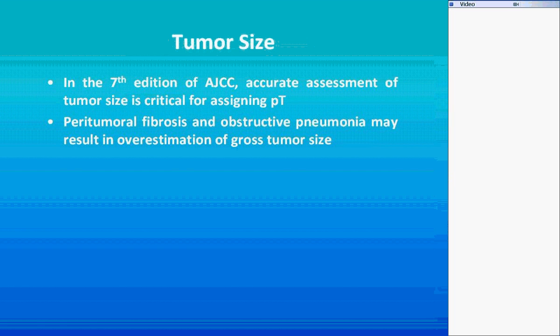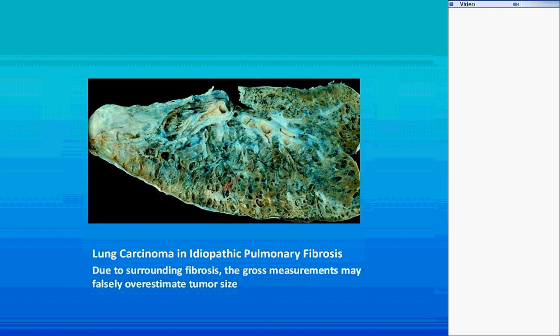And this brings up an important point that what one sees grossly isn't necessarily reflective of the actual tumor size. And problems that you can run into include peritumoral fibrosis or surrounding obstructive pneumonia that actually might falsely give you an impression of a larger tumor size than it actually is. This is just one example. It's a patient with idiopathic pulmonary fibrosis in which a small carcinoma happened to be found. And there was surrounding fibrosis making grossly the measurement of the tumor size larger than what was seen microscopically.